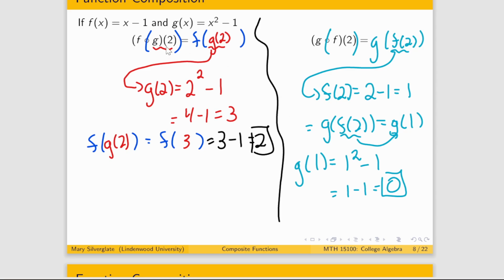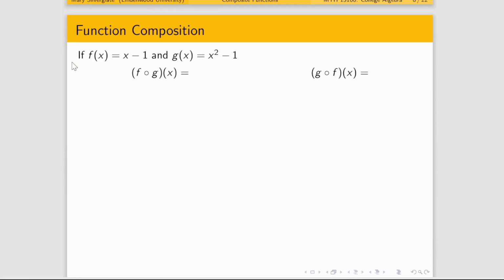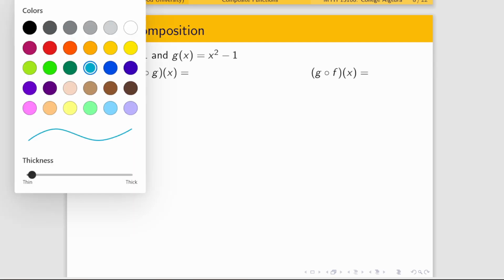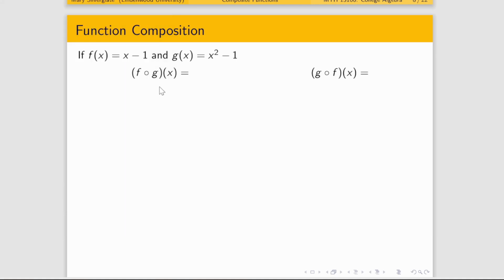So every single time you have a specific number you're plugging in, plug in that number to the inside function first, evaluate and simplify, then plug that into the outside function. What if you're keeping it as a generic x? That's going to be slightly different. In terms of how you read this notation, that's going to stay the same.